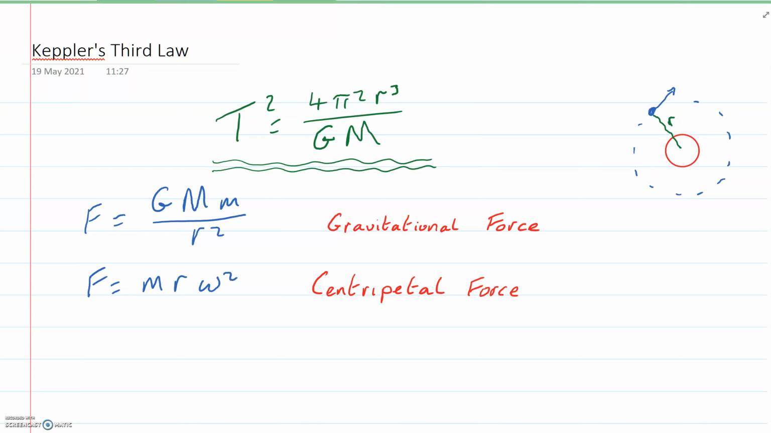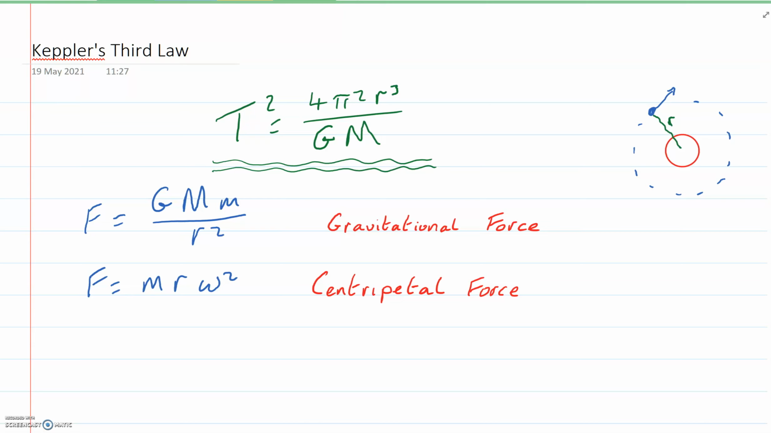Large G is the gravitational constant, that will be in your log tables, and large M is the mass of the planet. Now, for the most questions that we're going to be using, we're talking about Earth, so it's the mass of the Earth, but it can be applied to any planet. So that formula is in your log tables, but you need to be able to derive it. Now, where do we get it from?